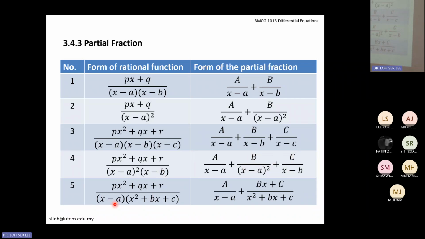But if you have this one, this is no longer x power of 1. This is x squared. That's why at the top you have bx plus c. The degree will always be 1 less than the bottom one, 1 unit less. So when you have x squared, this will be a constant x plus another constant. This is still power of 1, so this is still a constant.